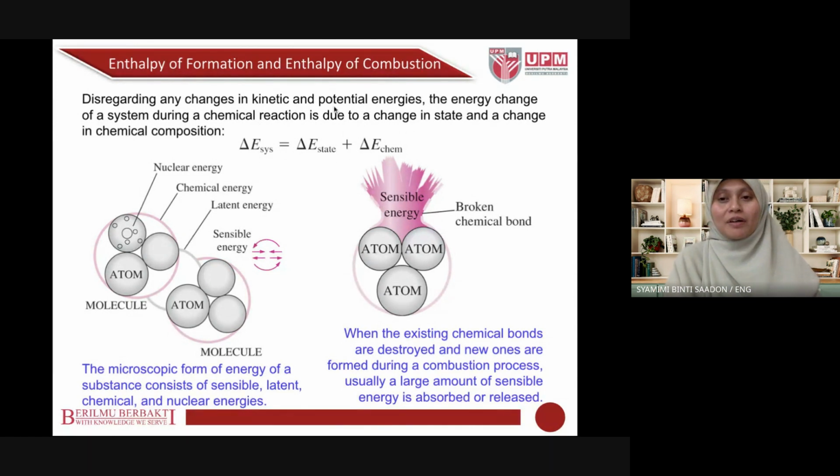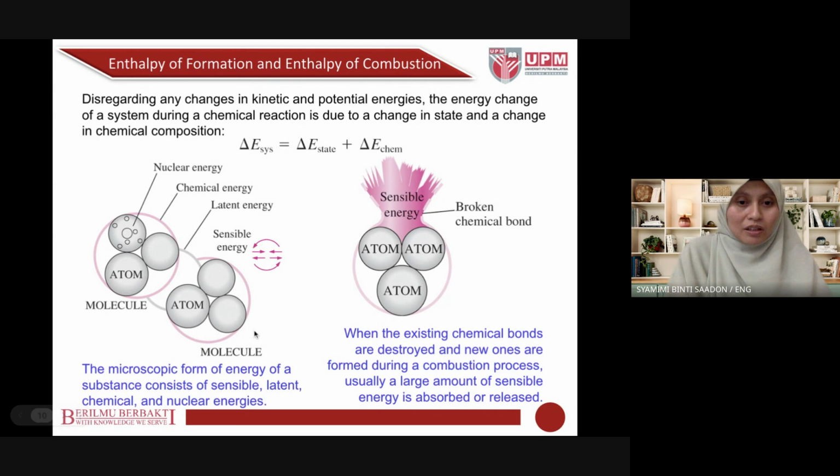Normally we have work done, work output, heat transfer, input and output, etc. But here we only focus on the combustion process, the chemical reaction. So the change of energy in the system during the chemical reaction is the change of energy of that state plus the change of energy of the chemical process itself. This is usually the reference state, the initial state, and the change of energy of the combustion process, the chemical reaction.